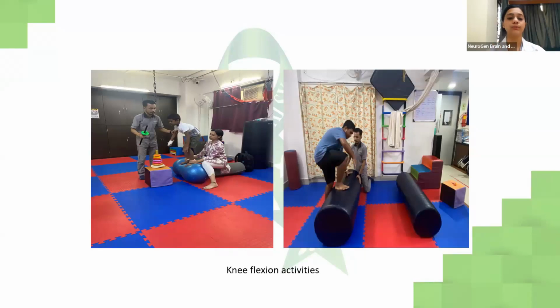Firstly, stretch the hamstring muscles and strengthen the quadriceps. Give a lot of squat to stand activity, stepping up, stepping down activity, sit to stand activity, and a lot of quadriceps strengthening should be given to the child.